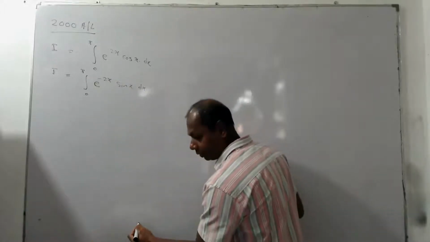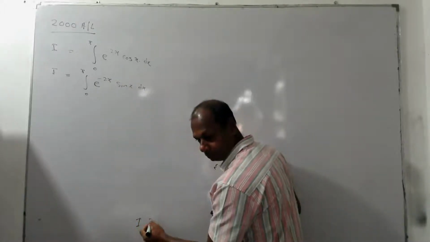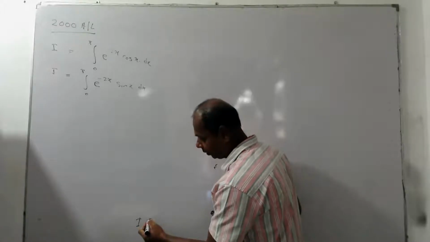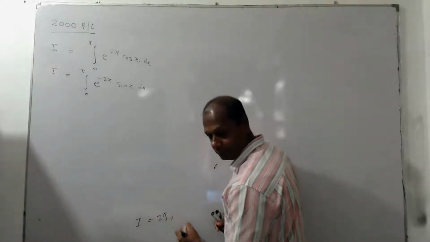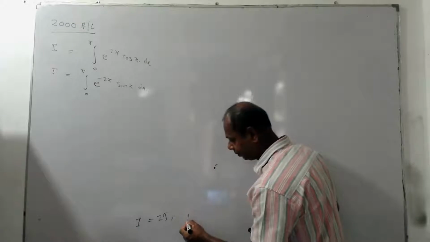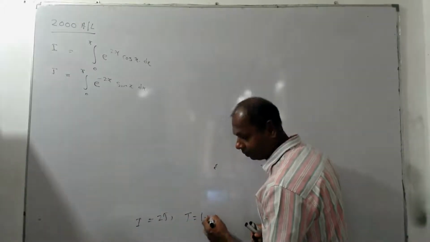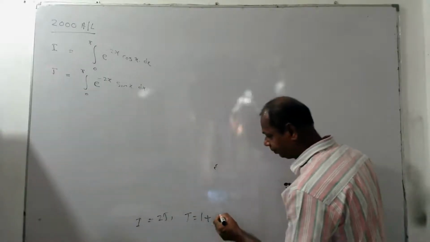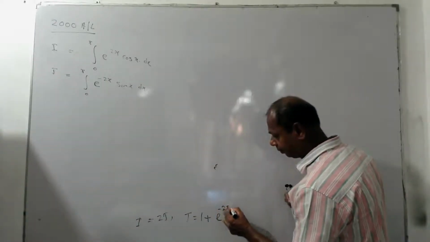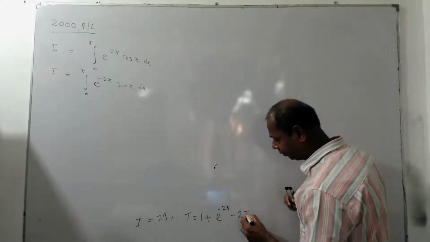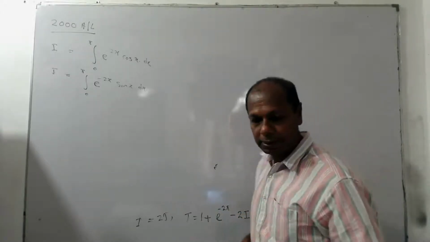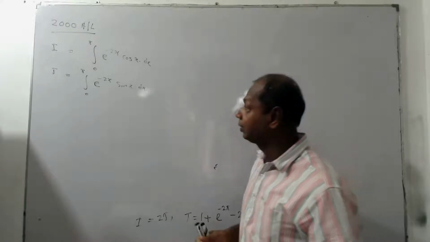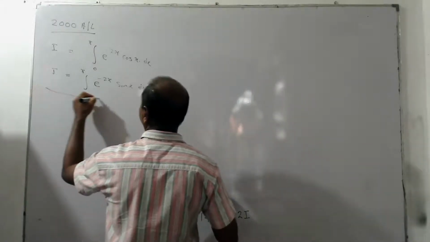One is I equals 2J, and the other is J equals 1 plus e to the power minus 2 pi minus 2I. Right? Okay, so let's just apply that formula to find, say, I.